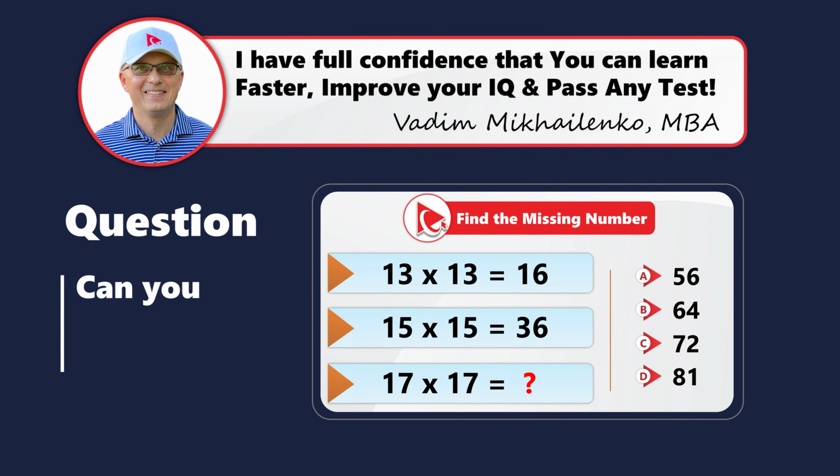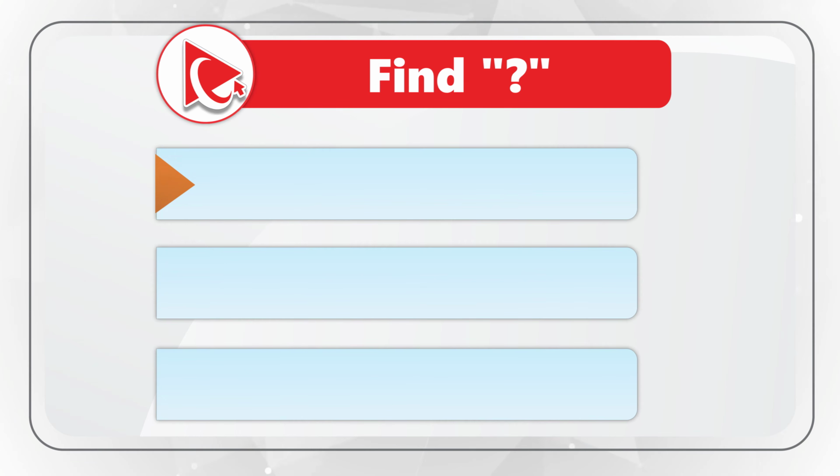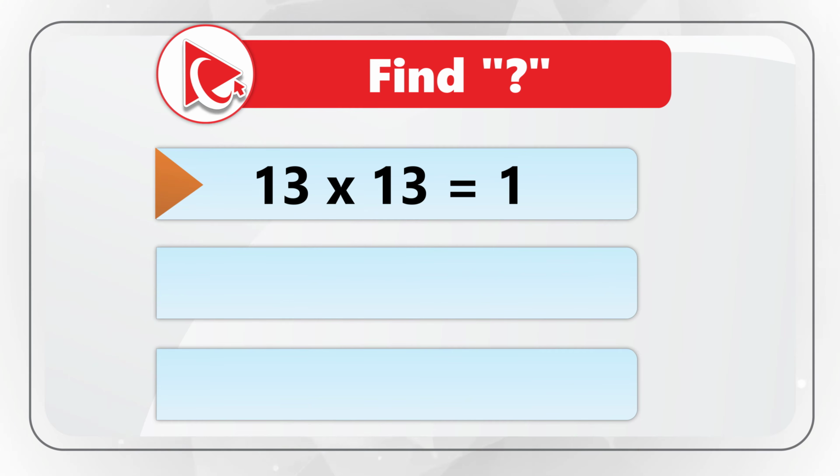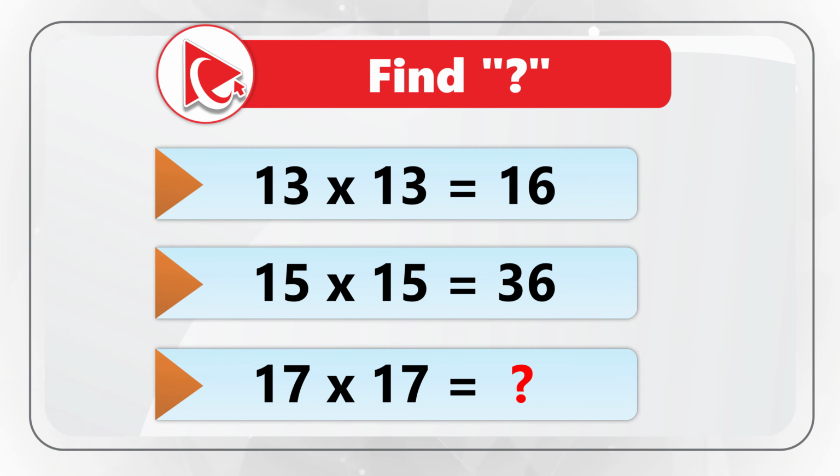Surprise, surprise! I have a problem for you to solve. You need to find the missing number, and you're presented with three expressions. First expression is 13 by 13 equals 16. Second expression is 15 by 15 equals 36. And last expression, 17 by 17 equals the missing number, represented by the question mark.